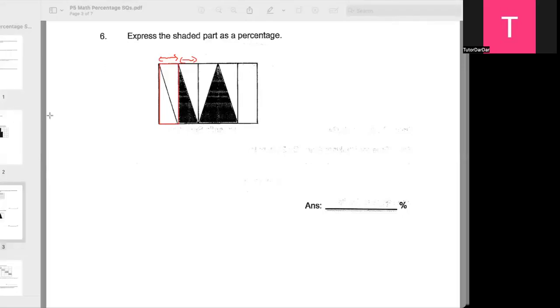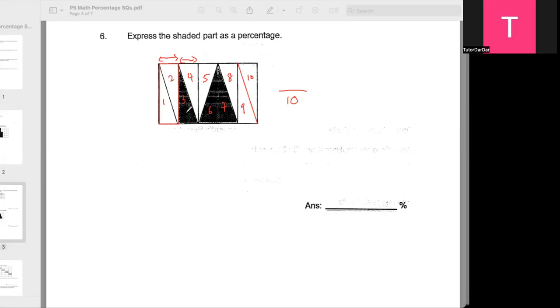And let's look at this. Since that side is divided into half, I will divide this rectangle into half as well. So now let's look at this. How many do we have? We have 1, 2, 3, 4, 5, 6, 7, 8, 9, and 10. So in total, we have 10 of these half triangles here. Okay, so the base, the denominator, is going to be 10.